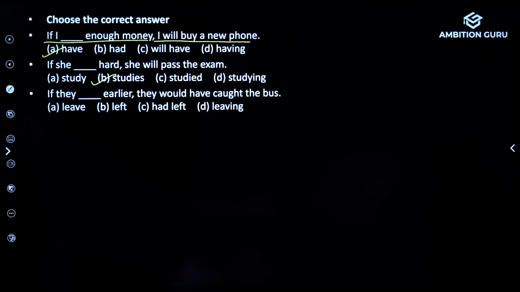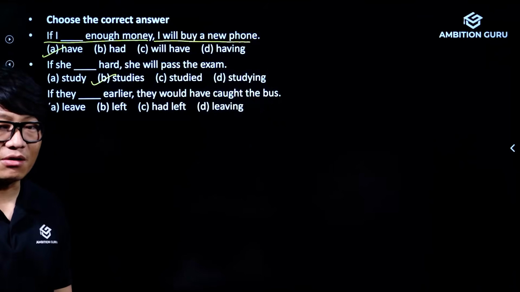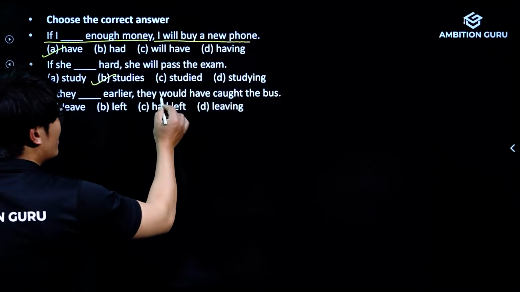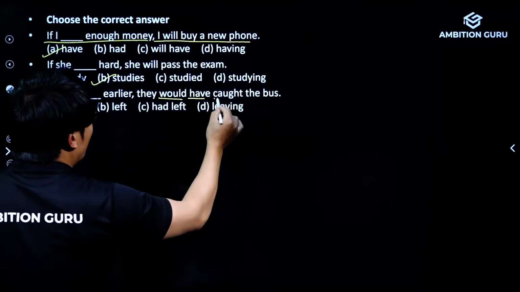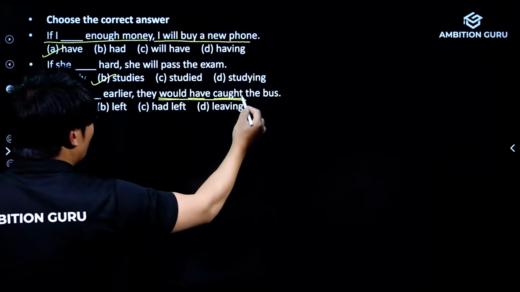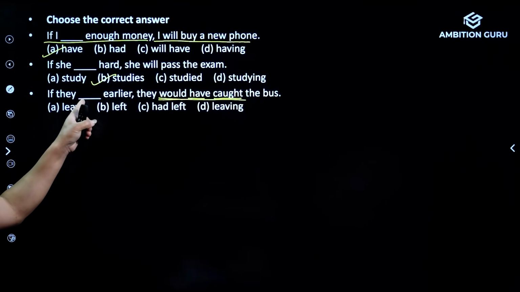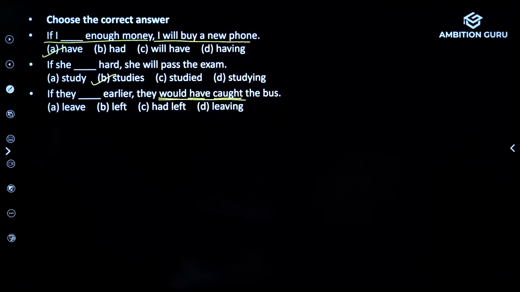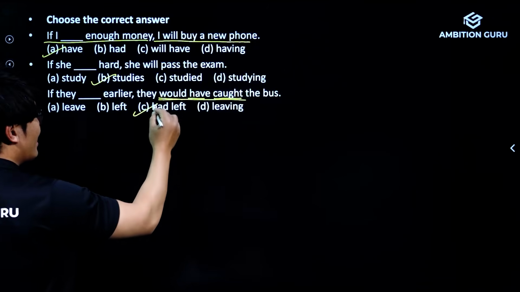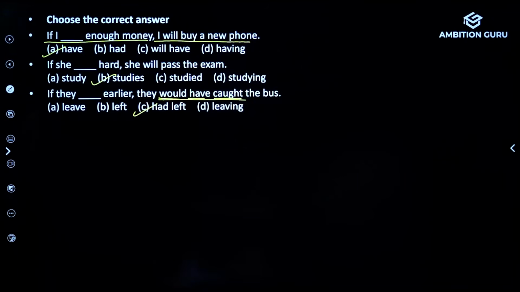If they had left, or leaving, which is right? Absolutely right, my dear students. You all are sending me the correct options. So here you can see "would have caught." So this is a past perfect. When this is a past perfect, then obviously even it should be the past perfect. So what is the past perfect here? Had left. If they had left earlier, they would have caught the bus.